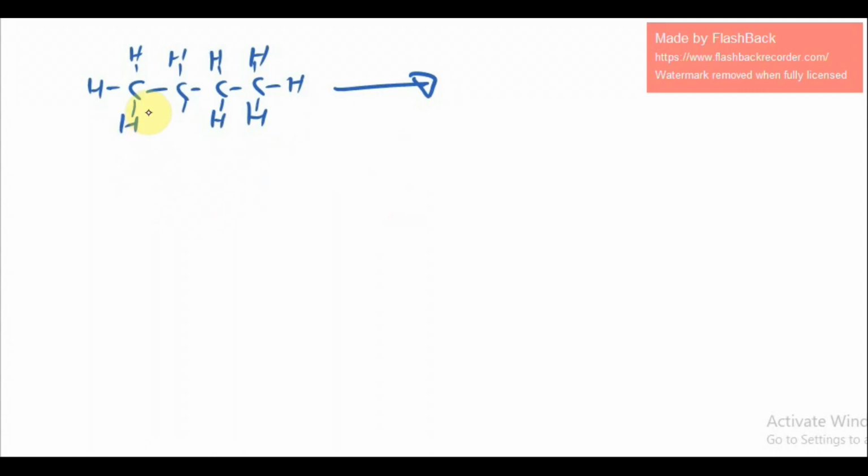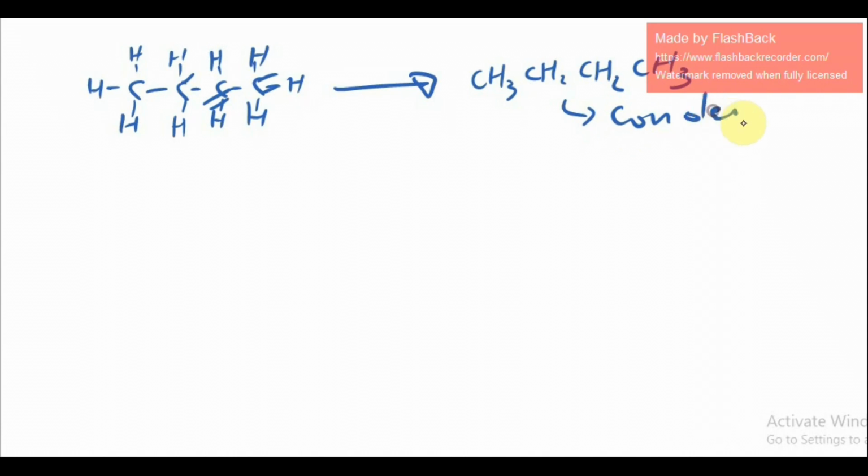On a condensed structural formula, you say this carbon has this many hydrogens. There are the hydrogens. So the first carbon has 3 hydrogen atoms. Then the second has 2. Then the third has 3. I mean, this one has 2. Then this one has 3 hydrogen atoms. This one is a condensed structural formula.